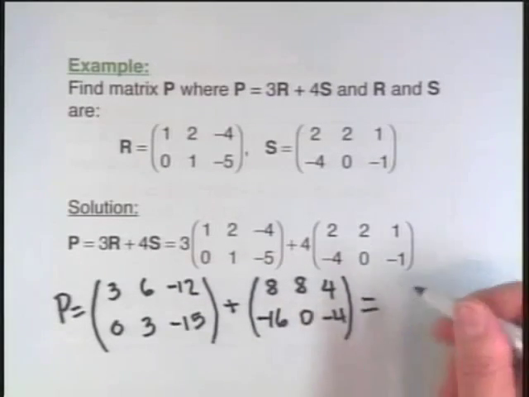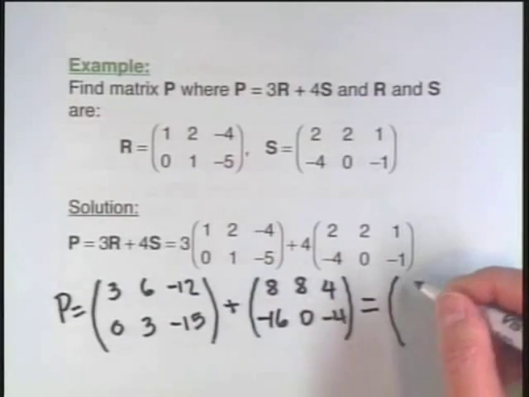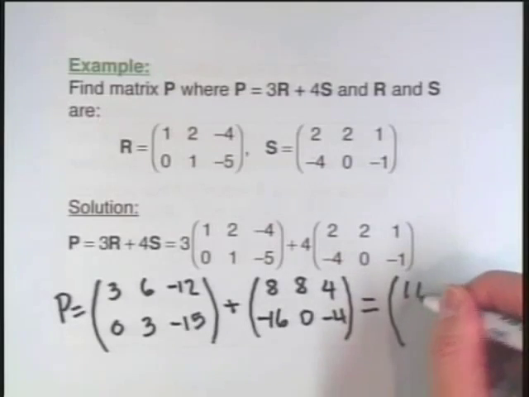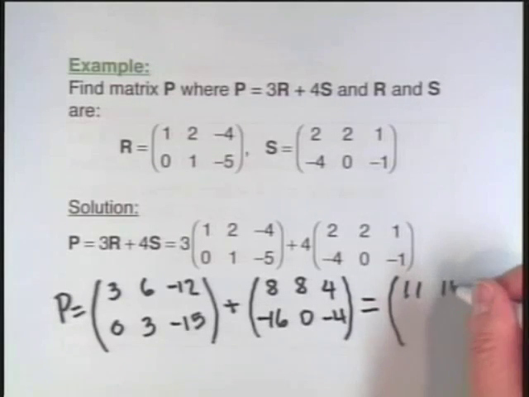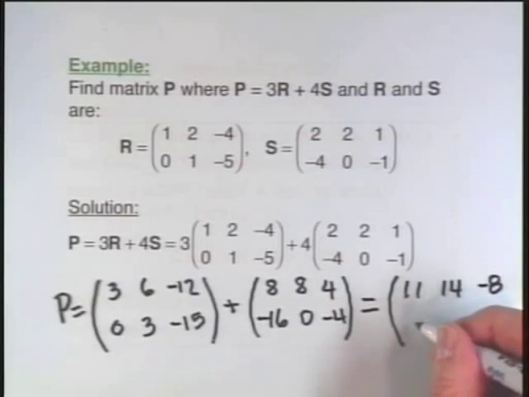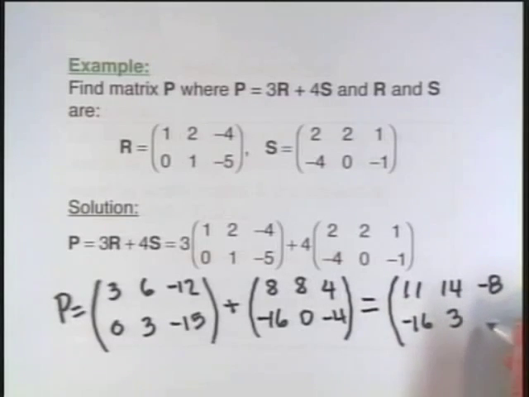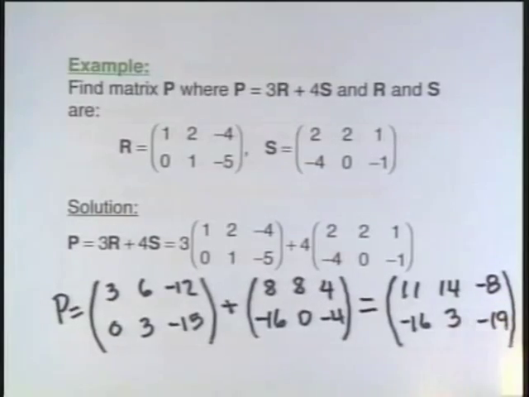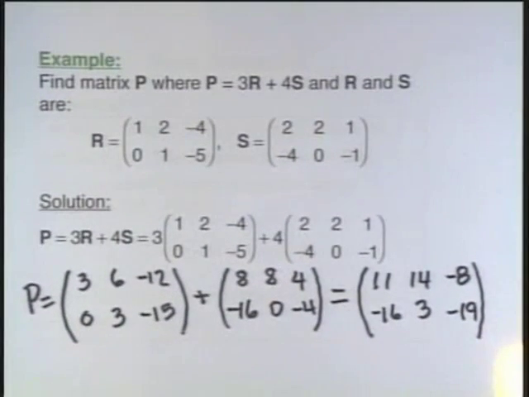Now we add the entries and we get in row 1, 11, 14, negative 8, and in row 2 we get negative 16, 3, and negative 19. Notice that P is also a 2 by 3 matrix.